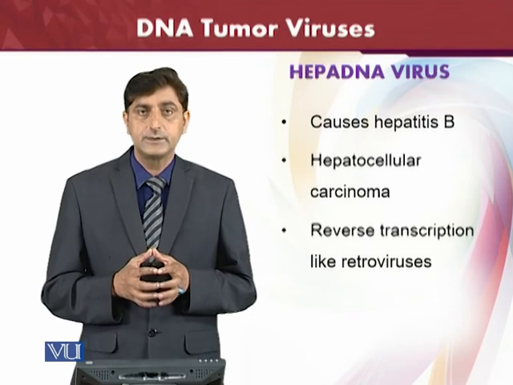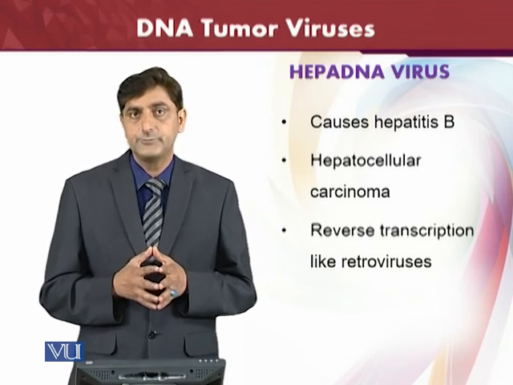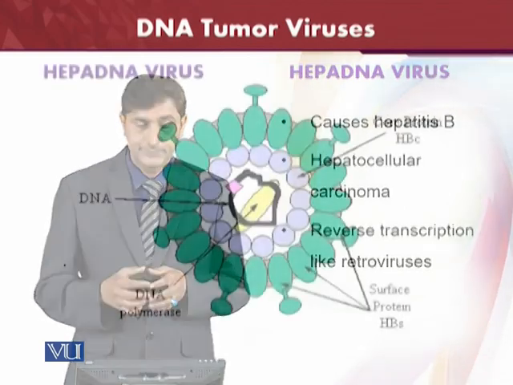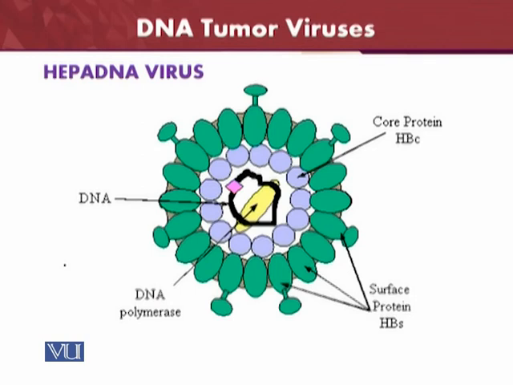Reverse transcription, like the retroviruses, is a very common phenomenon for the hepadnaviruses. This is the structure of the hepadnavirus, with the core protein. However, most importantly, we have vaccines against hepatitis B virus, which is very important because these are DNA viruses. So we have the vaccines, but if the virus has attacked much, then it is quite capable of causing hepatocellular carcinoma.